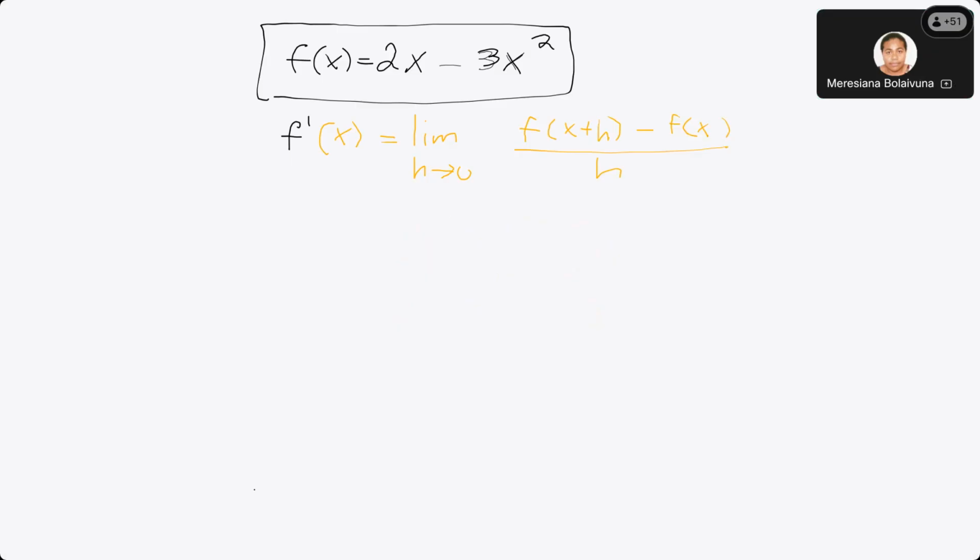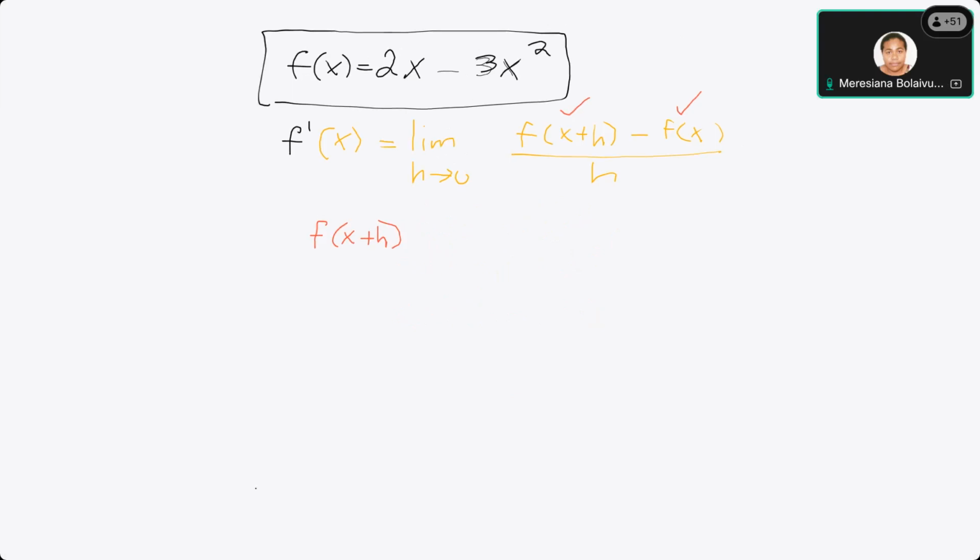So we have the equation for f of x. We have to find the equation for f of x plus h. So first, let's find the equation for f of x plus h. All right. So 2x minus 3x squared. Wherever you see x, you're going to put x plus h.